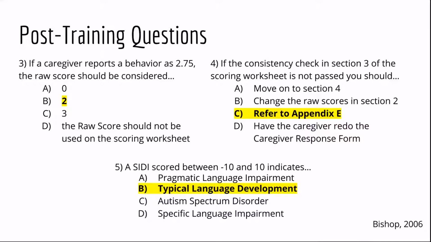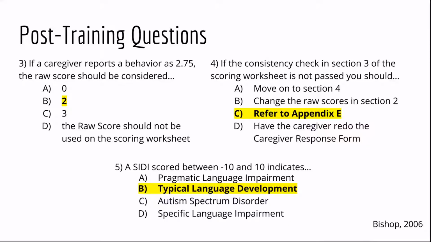The correct answer to question number 4 is C. Refer to appendix E. If the consistency check in section 3 is not passed, you should refer to appendix E to verify consistency. If it is still not passed, go back through and check that the raw scores were all copied down correctly onto the scoring worksheet and into the scoring CD.